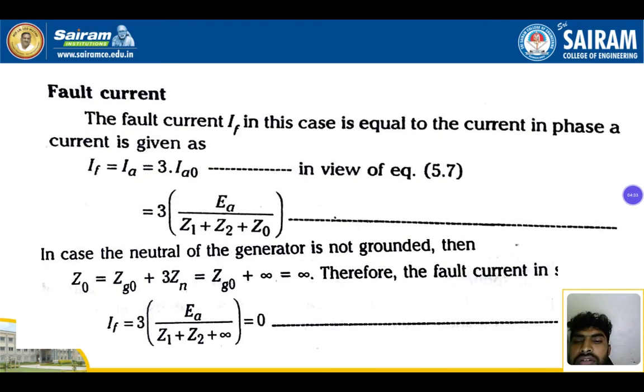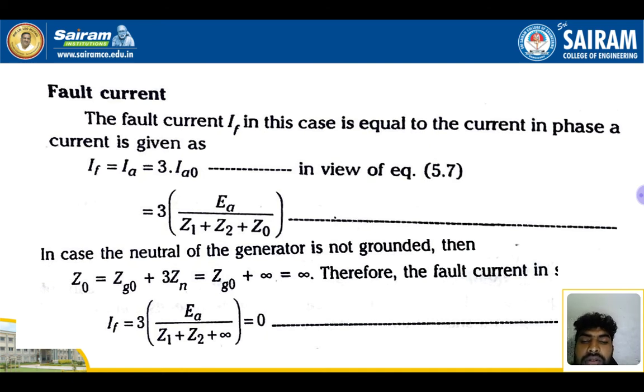Sorry for the inconvenience. If you want to calculate the fault current, If in this case is equal to the current in phase A, which is given as 3 times the zero sequence current, so 3 Ea divided by Z1 plus Z2 plus Z0. So Ia0 is equal to what? Ea by Z1 plus Z2 plus Z0.